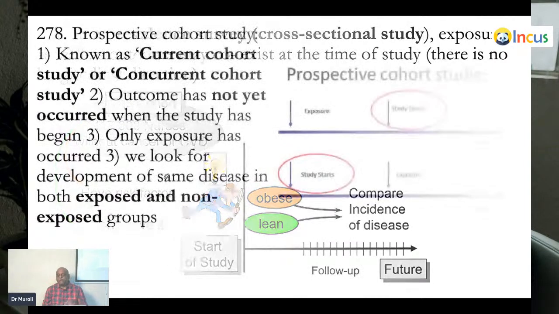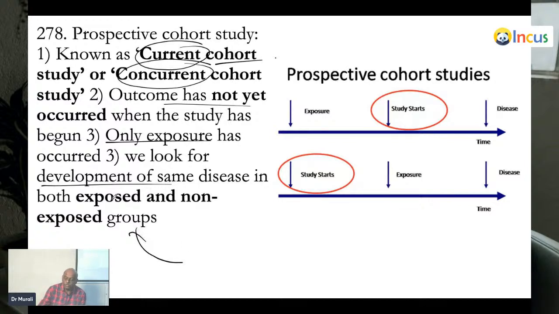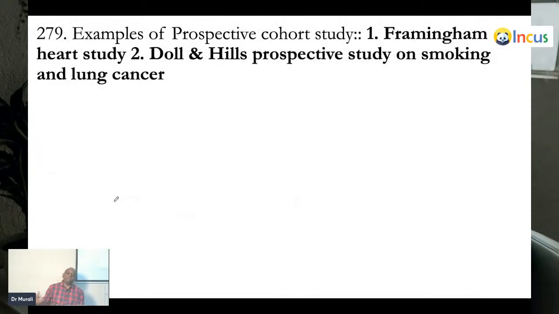So if you look at the prospective cohort study, right, it is also called a concurrent or current cohort study. The outcome has not yet occurred, only exposure has occurred, and we look for the development of the same disease in both exposed and non-exposed groups. That is called a current cohort study. Some examples of prospective cohort study, otherwise current cohort study, are the Framingham Heart Study and Doll and Hill's prospective study on smoking and lung cancer. That is Doll and Hill's prospective cohort study.